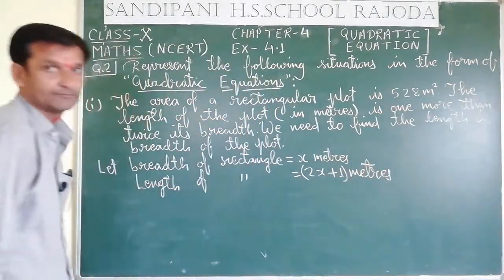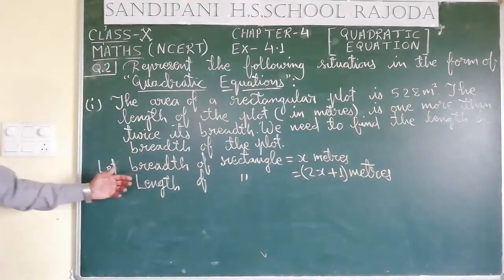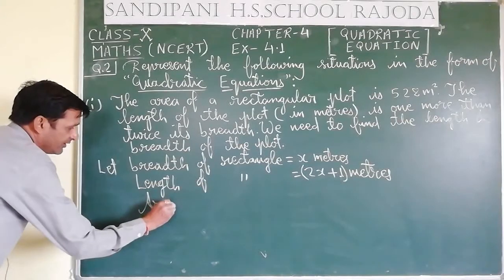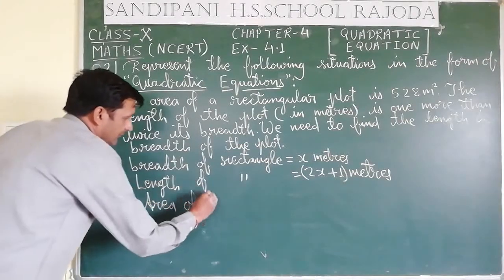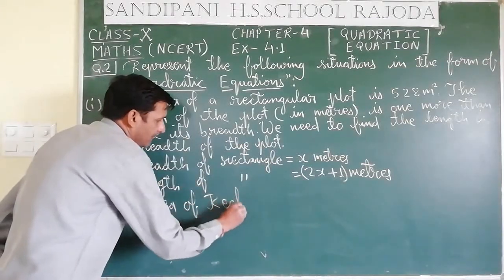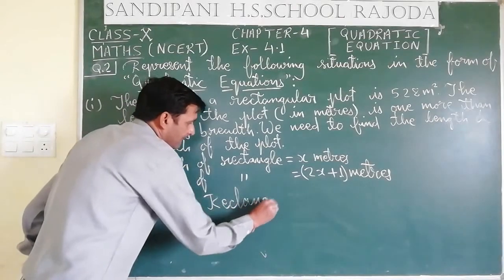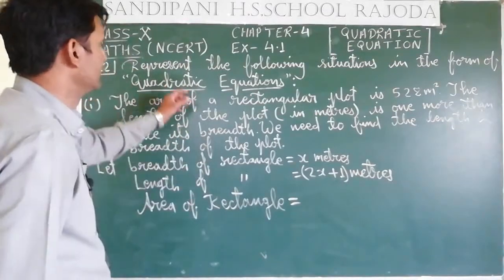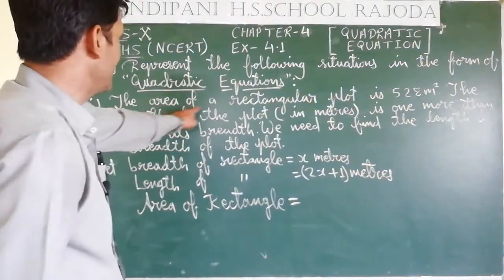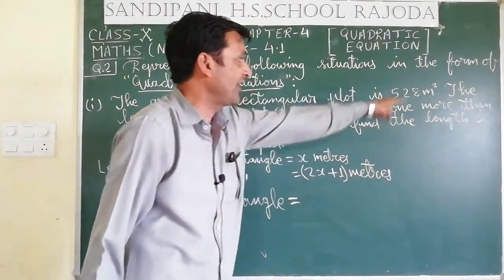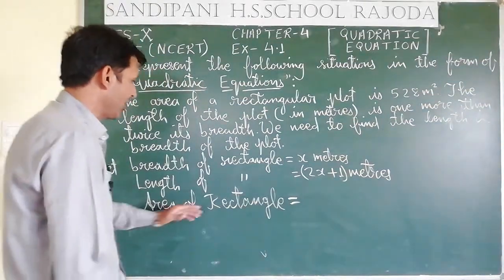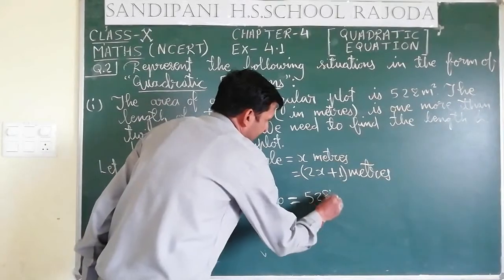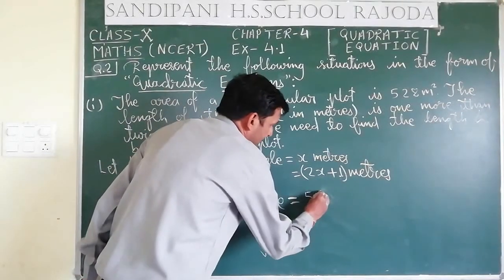Now area of rectangle, that is also given. It is given in question only. See, the area of a rectangular plot is 528 meter square. So area of rectangle or area of rectangular plot is 528 meter square.